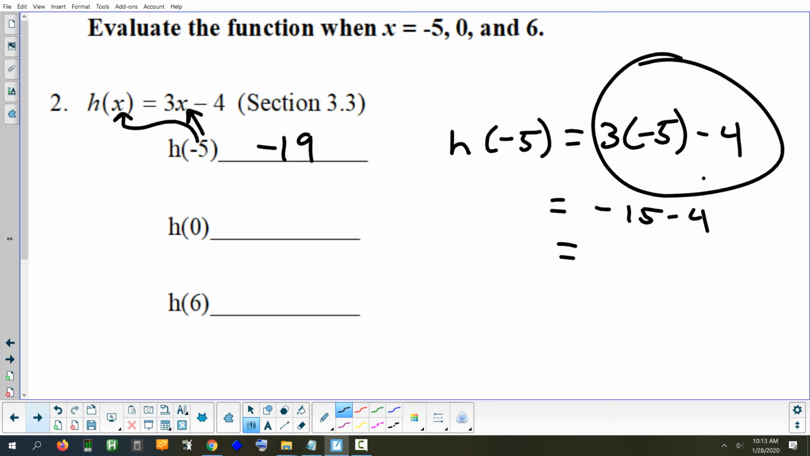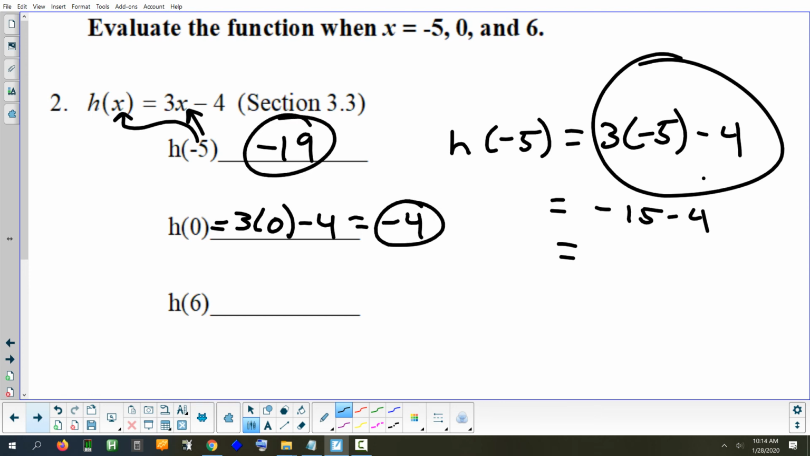Okay, let's do 0. h of 0 equals, you know what? I'm just going to do it on the same line. Equals 3 times 0 minus 4. But you have to simplify it. What's 3 times 0? 0. And 0 minus 4? -4.